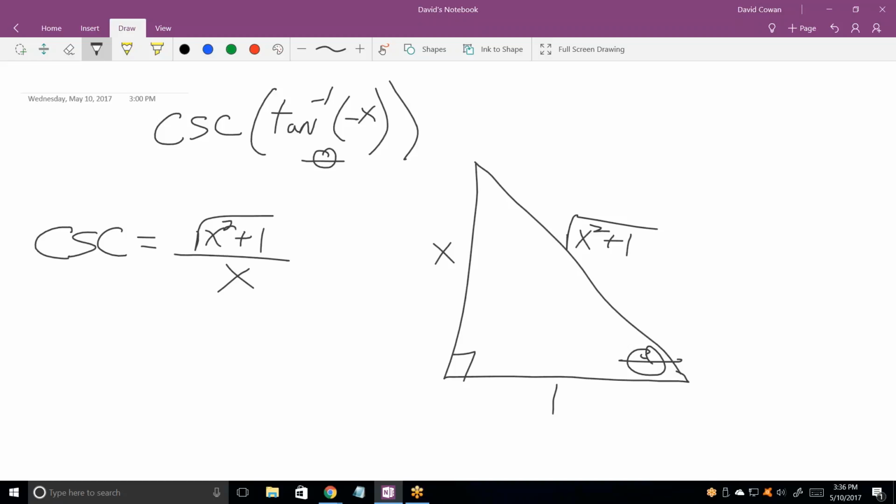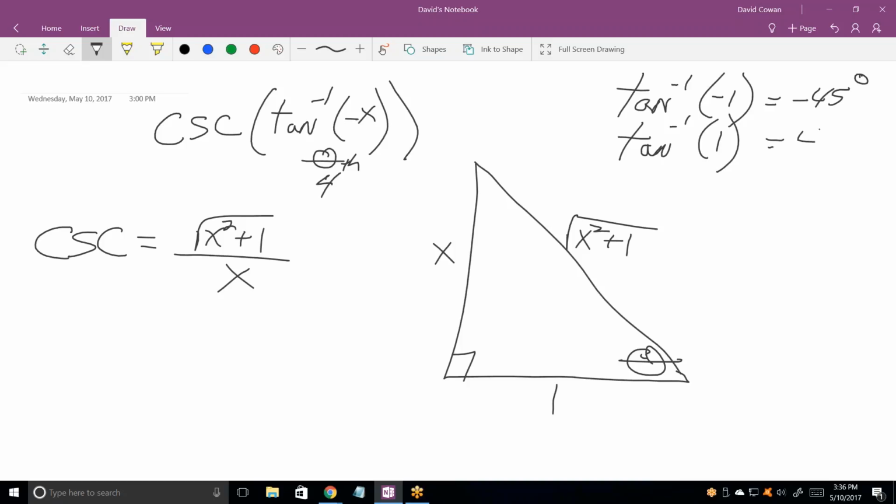So, you know how I see it's the fourth quadrant? Well, if I said the inverse tan of negative 1, that's fourth quadrant. That's minus 45 degrees. If I say the inverse tan of positive 1, that's first quadrant. When you're dealing with inverse tan, your answer is either first quadrant or fourth quadrant. It's not the second or the third. It's always first or fourth.